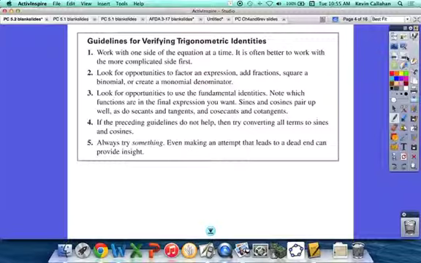Look for opportunities to use the fundamental identities, especially the Pythagorean identities. You can always jump from sines to cosines, secants to tangents, cosecants to cotangents, and that is useful. And then sometimes just make everything sines and cosines, because all of the six could be written in terms of sines and cosines. And sometimes you'll see some simplification that's possible when it wasn't before. And then the last one, always try something. If you try something and it doesn't work, go back and try something else.